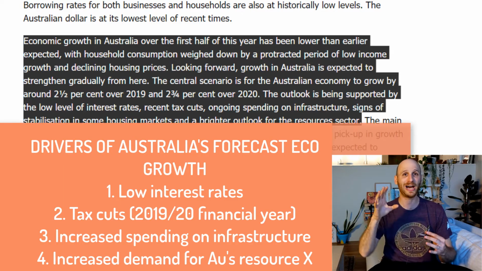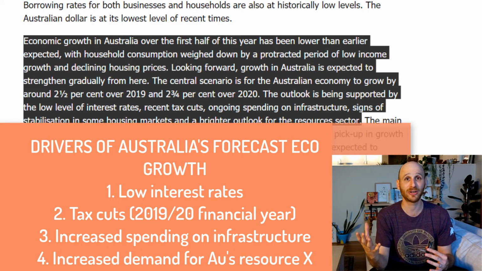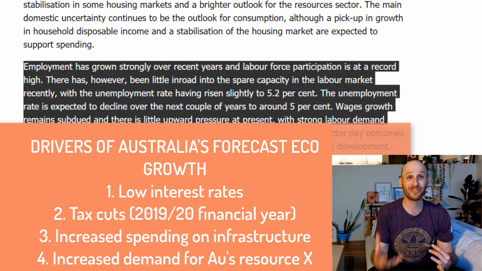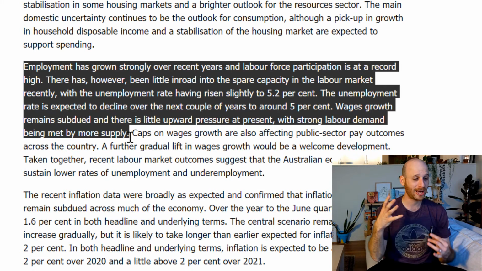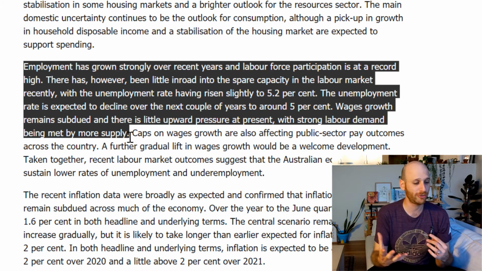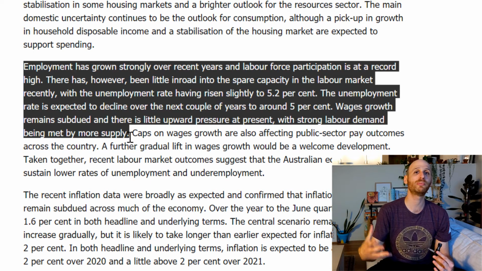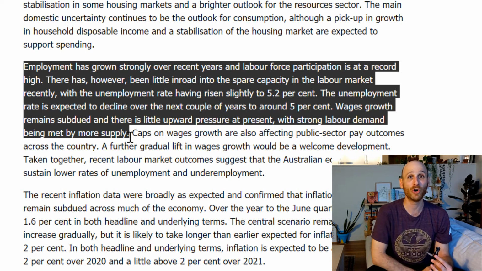So if you're talking about what's going to happen to the Australian economy, here are some factors that are creating positive growth into the future. Going a bit deeper now into the Australian economy, the RBA says that employment has grown strongly over recent years and labour force participation is at a record high. So more and more people are seeking work in the current environment.